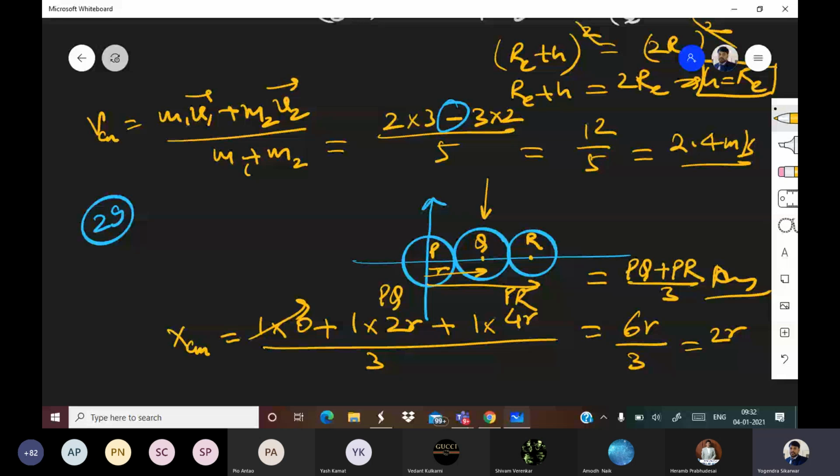PR is how much? PR will be R plus 2R plus R. That means 4R. And QR is 2R. Actually, yes. So B and D will give the same answer. Yes.